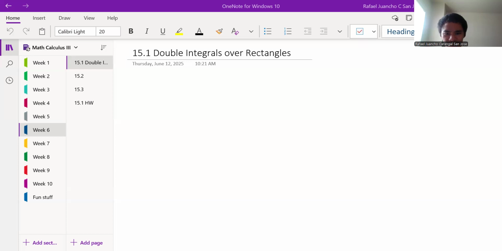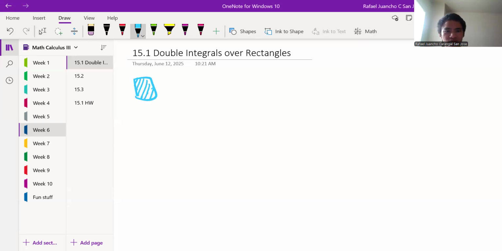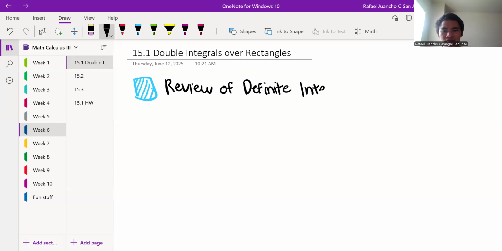So let's do a brief review of what exactly was a definite integral, right? So just a brief review of what this was. Definite integral. So what this was, so this is used for a single variable, right?